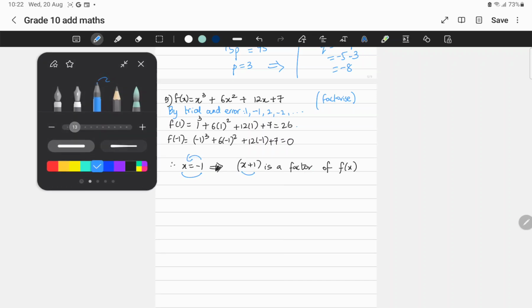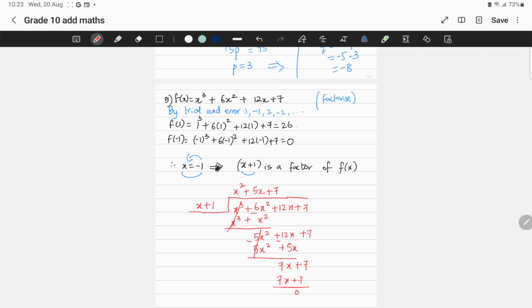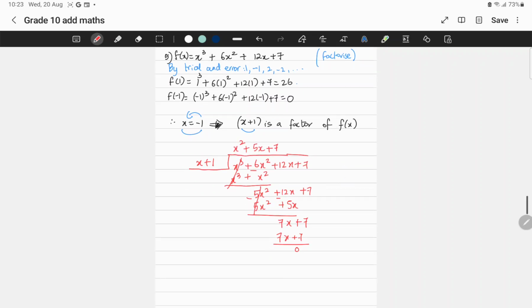Then we are going to do long division. We are going to divide the polynomial x cubed plus 6x squared plus 12x plus 7. We divide this by x plus 1. You're going to notice that when you divide, you're going to get remainder 0, and this would be your second factor. So you're going to write your fx as the product of these two, c'est-à-dire celui-là et celui-là. Fx equal to x plus 1 bracket x squared plus 5x plus 7.